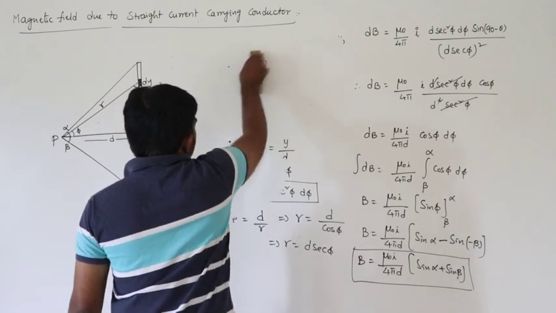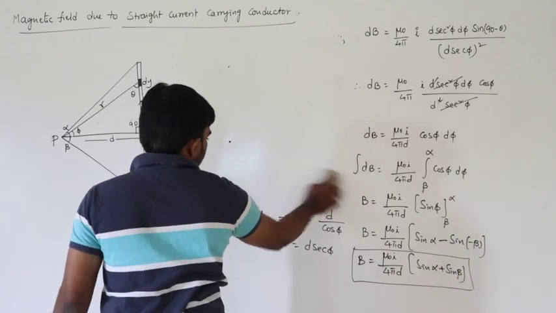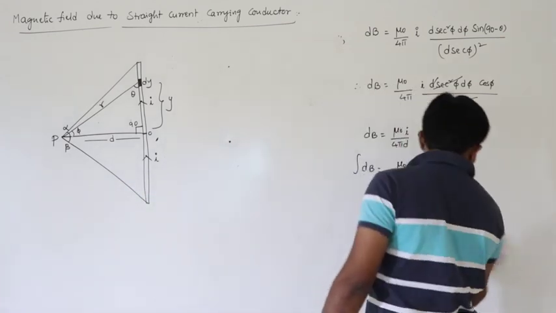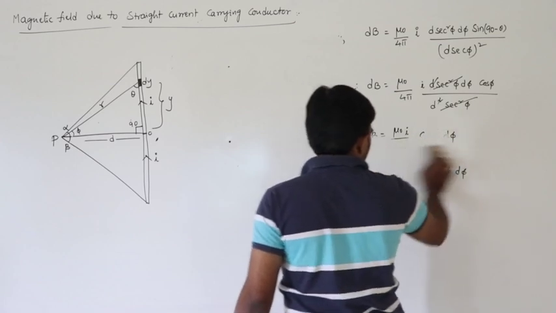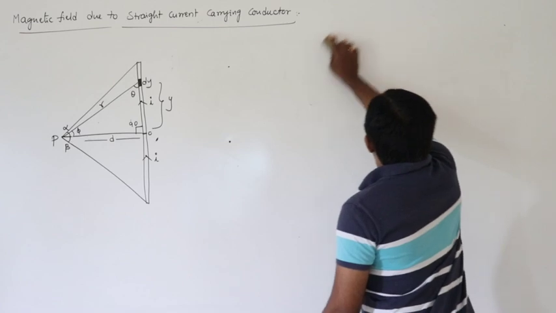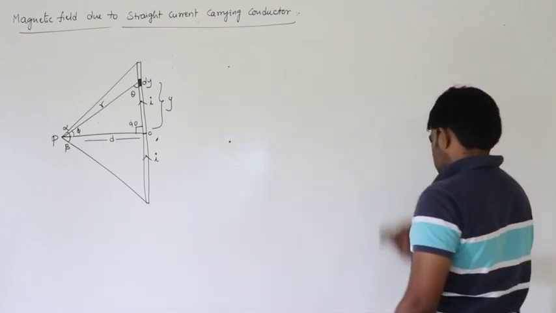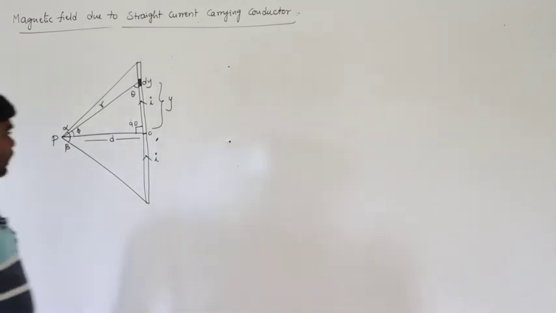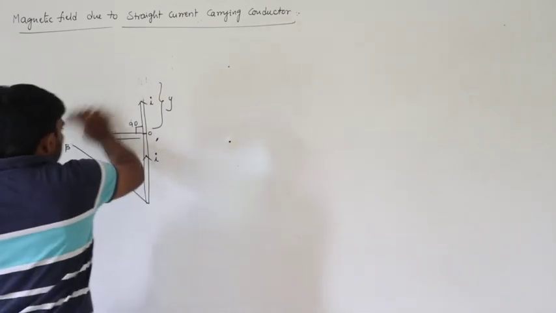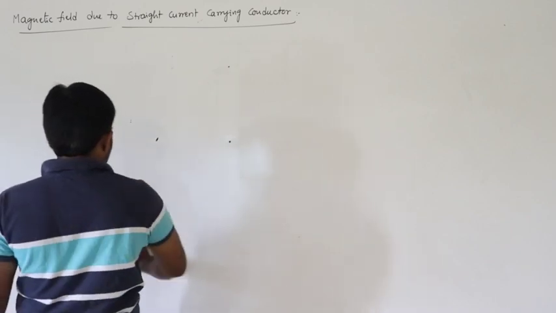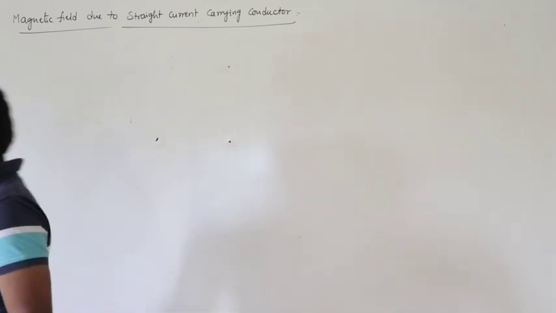Now, what is the direction of the magnetic field here? That is important. What is the direction here? So to calculate the direction, we must consider the right hand thumb rule only. We don't use any other.